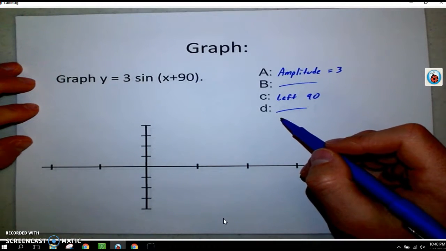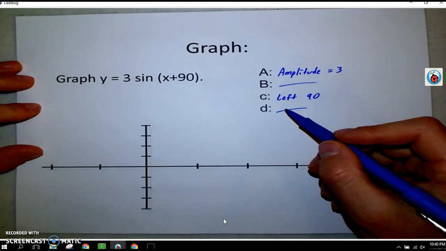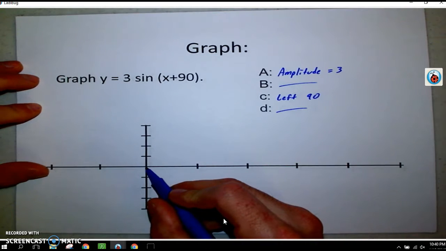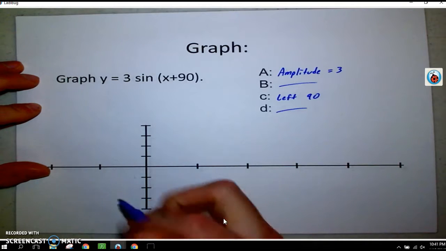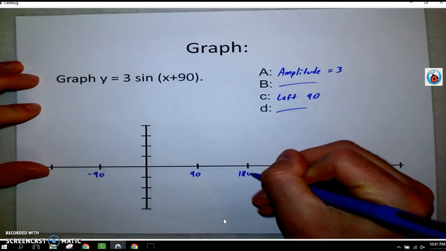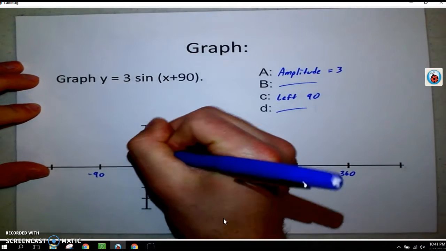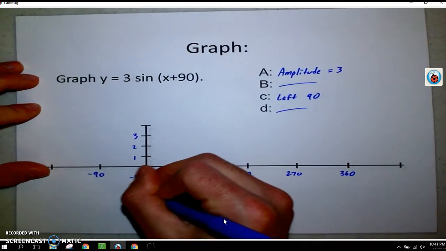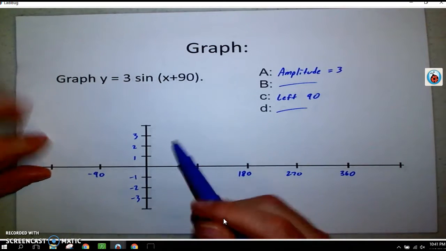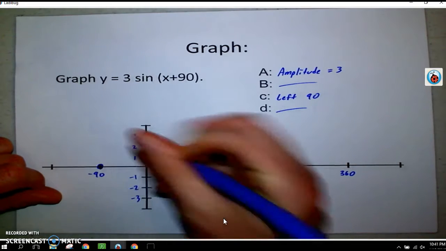So as I go ahead and graph this function, when I think of all of my sine values, well, sine would start at 0, 0. But this time, I'm just going to start over to the left 90 units. And let's go ahead and label our axes here. We'll go 1, 2, 3, -1, -2, -3. I'm starting over at, instead of 0, 0, I'm going to the left, so my first point will be here.